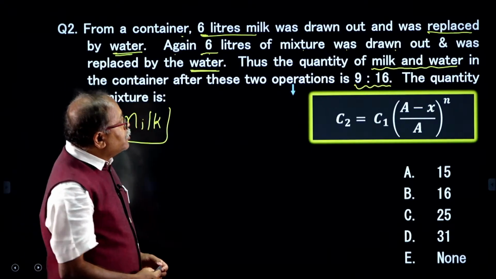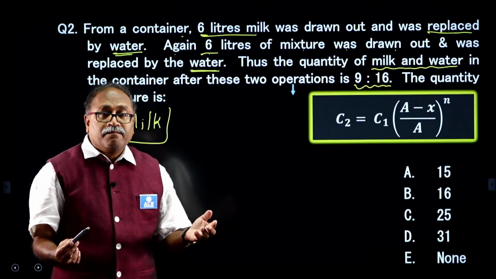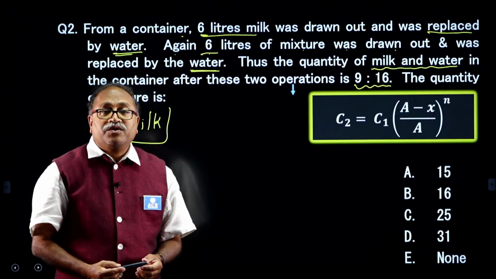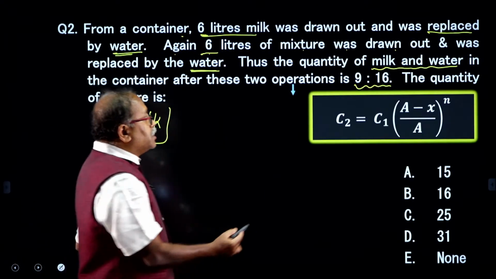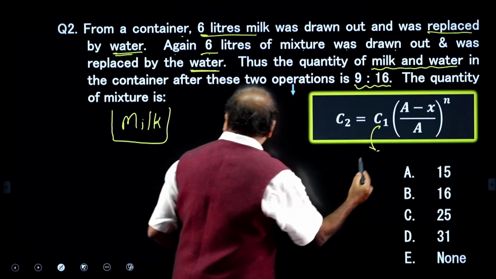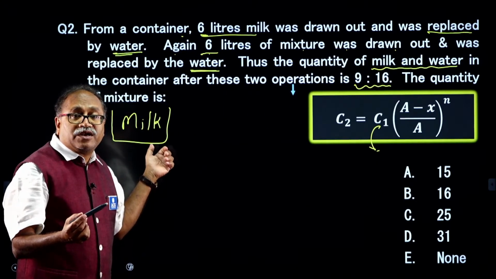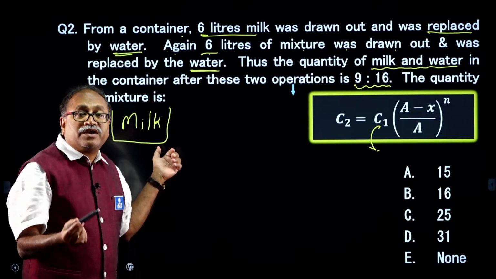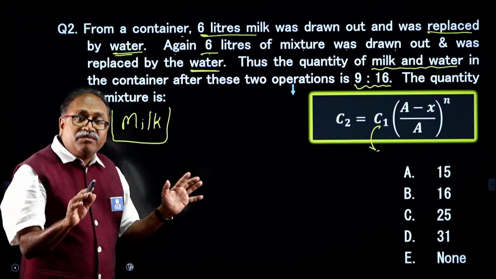Clear? Now, the question is, what is the quantity of the mixture? That is what we need to find out. What is C1 here? Initially, what percentage milk, what percentage water? What is the milk and water ratio? There is no water here, it was only milk.